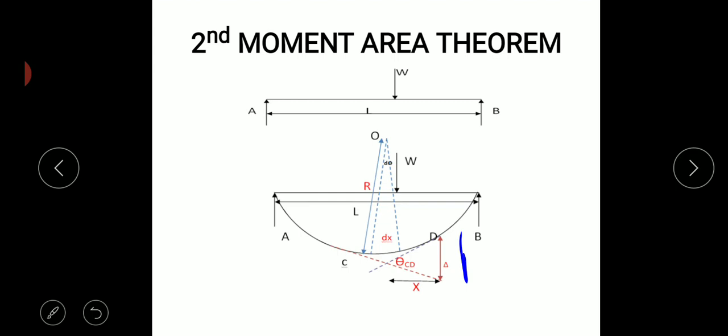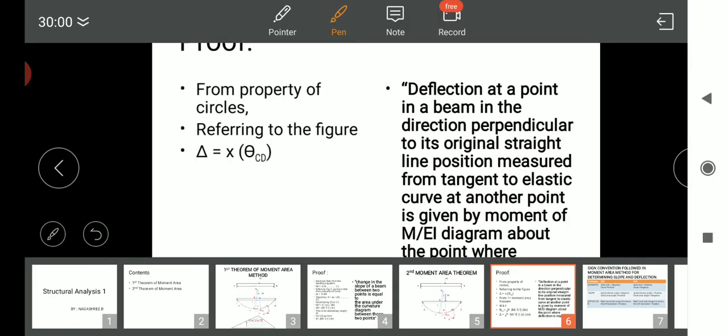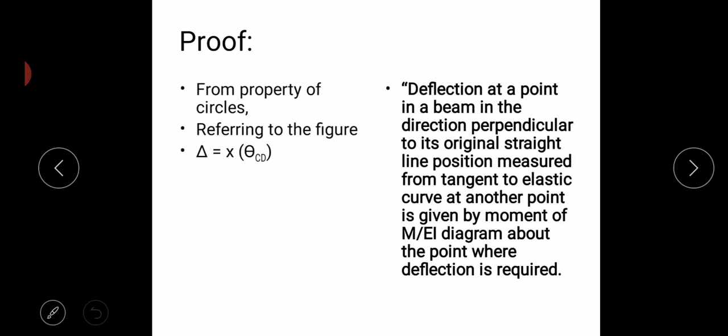Since delta will be in the form of an arc itself, always it is in the form of an arc, I can straight away take it from the property of circle itself. So delta will be equal to x times theta CD, what we have done for the previous theorem validation. Same way, delta is equal to x times theta CD.